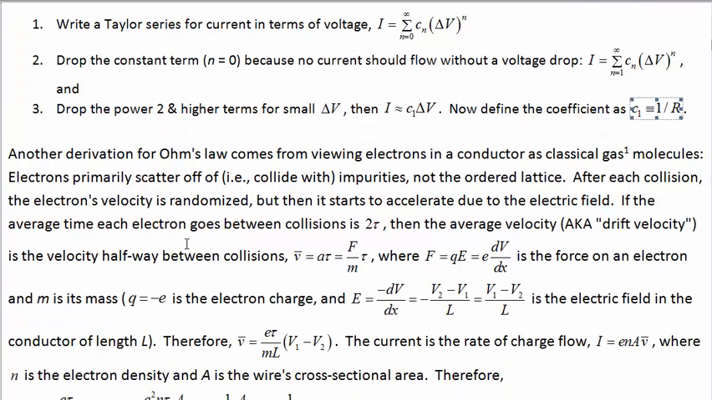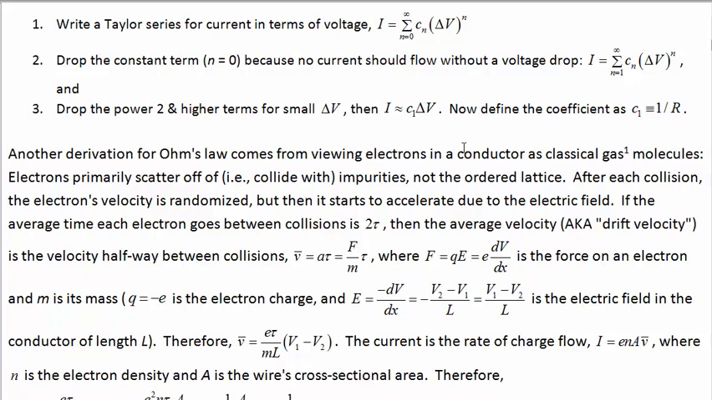Another derivation for Ohm's law, which is going to be a little bit more rigorous than the last one, comes from viewing electrons in a conductor as classical gas molecules, which is to say that they primarily scatter off impurities in the lattice, so they're bouncing around in there like the molecules of a gas, and we're going to look at how they would behave. This is kind of a weird picture of electrons and really ignores everything that's going on in quantum mechanics. But interestingly, if you use this derivation, you can come up with some reasonably accurate answers in terms of resistance and resistivity. Okay, so let's see how this goes.